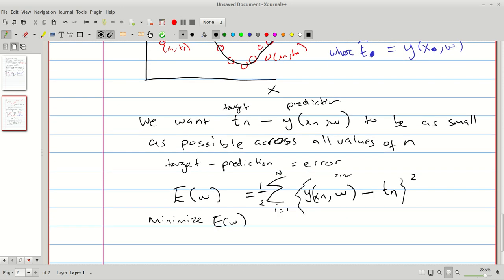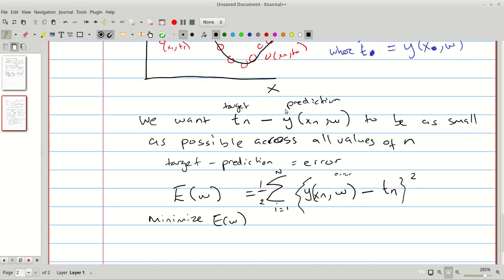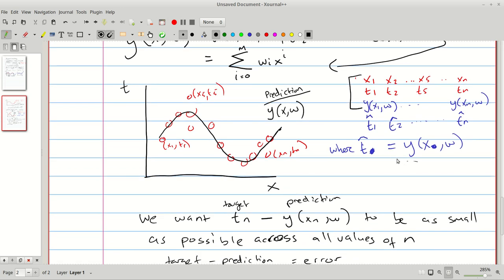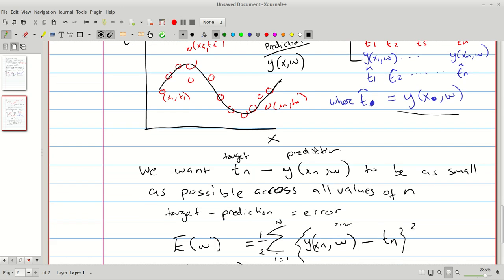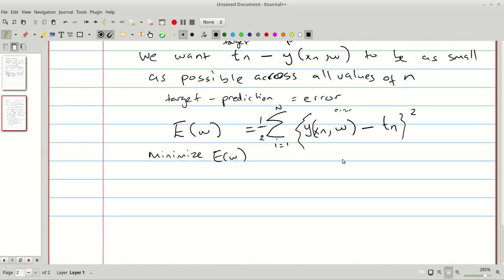And the other problem is, assume that we know how to choose this M. We know what this M is, so we know what our y(x, w) is. How do we actually find the values of w? How do we find those weight values that we're going to use to make our predictions? Basically we find them by minimizing this equation, by minimizing the total error, the sum of errors.